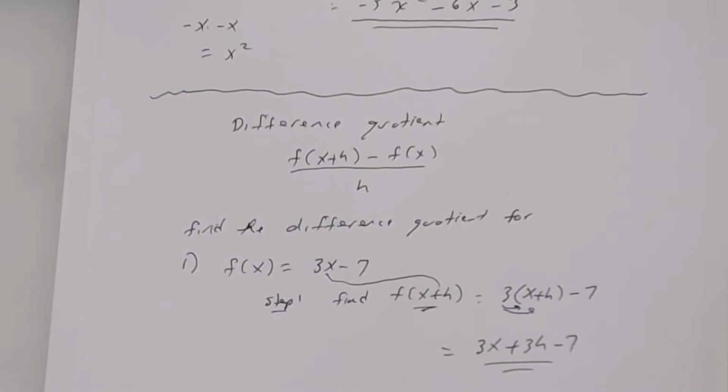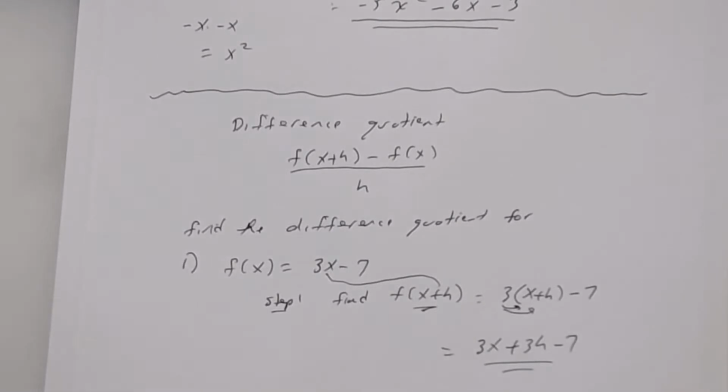So for step 1, I should say, that's step 1. So f of x plus h is 3x plus 3h minus 7. Again, it does mean something. It really does. That part of the understanding doesn't come into play until next semester.